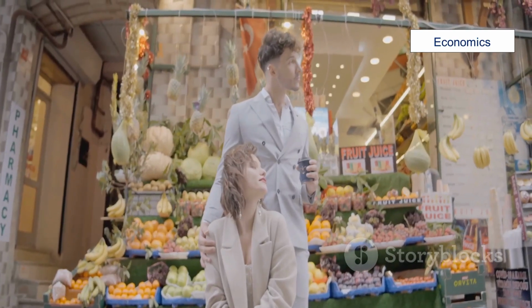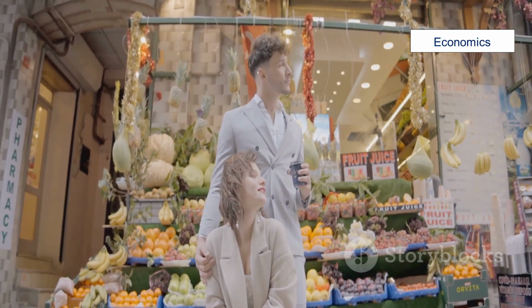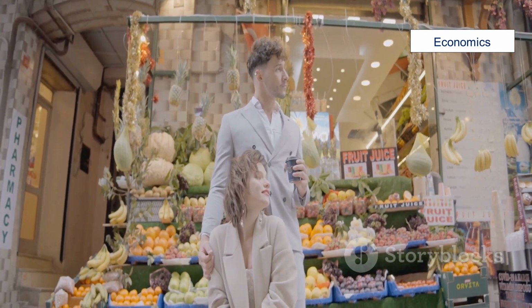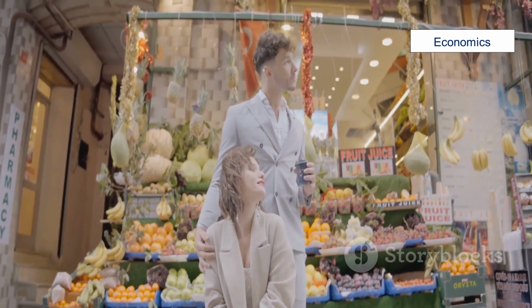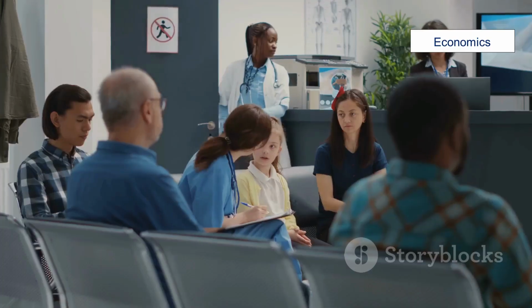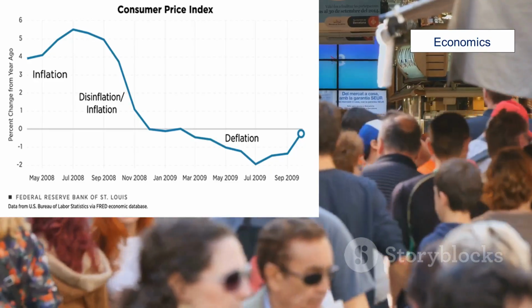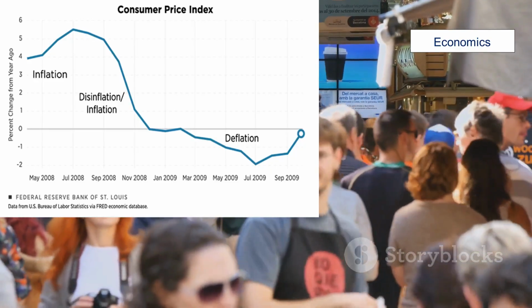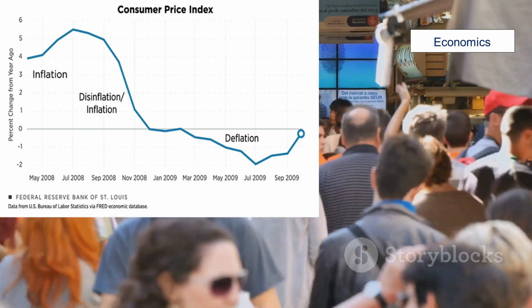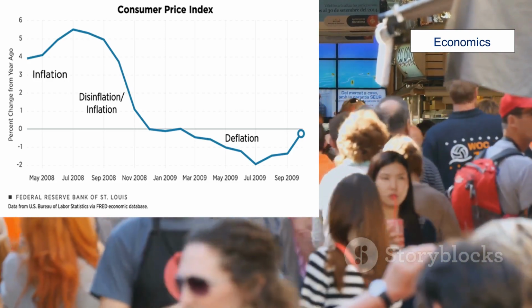This basket represents a hypothetical household's typical spending patterns and includes a wide range of items such as food, housing, transportation, healthcare, and education. To calculate the CPI, economists collect price data on thousands of goods and services from various retail outlets across the country.